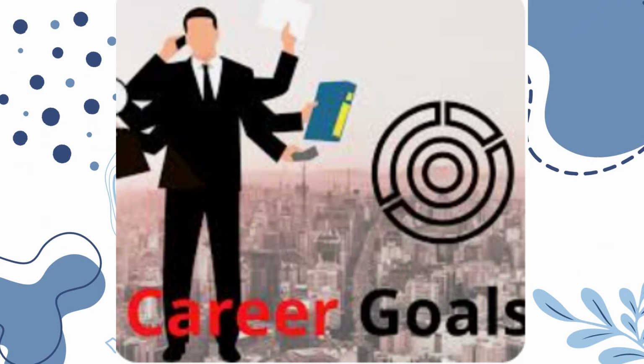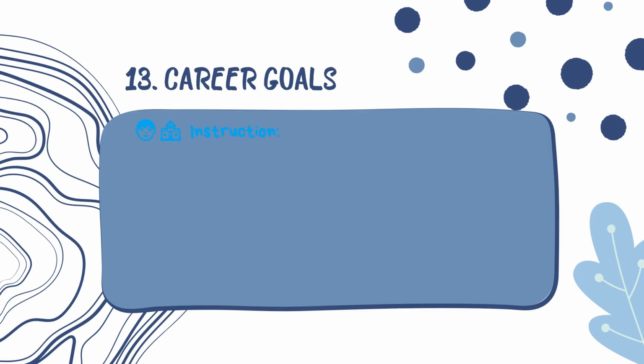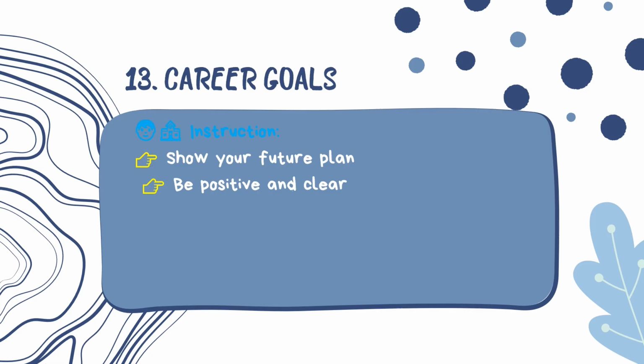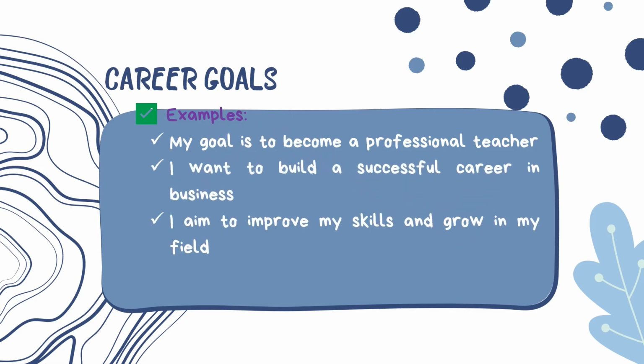Now, let's move to the next part, career goals. This part is about your future. Here, you talk about what you want to become and what you want to achieve in your career. Listen carefully and repeat after me. 13. Career goals. Instruction: show your future plan. Be positive and clear. Examples: my goal is to become a professional teacher. I want to build a successful career in business. I aim to improve my skills and grow in my field.